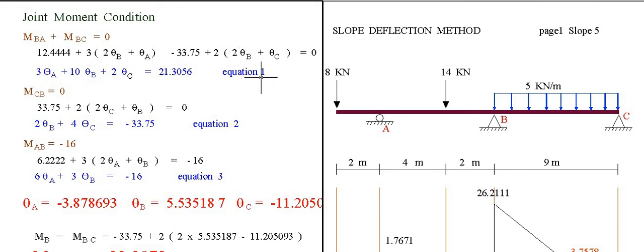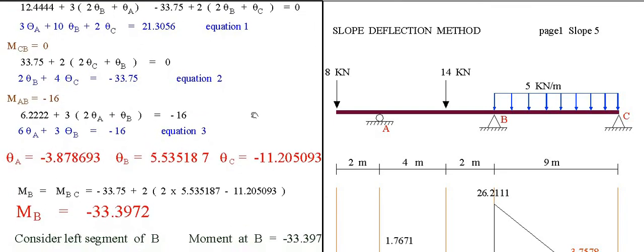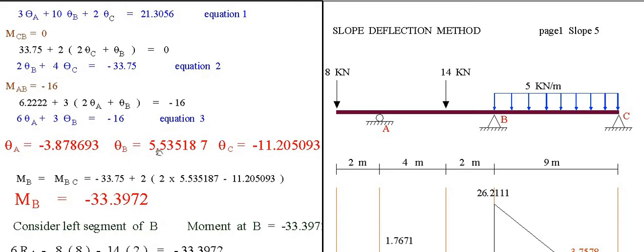Then solving the three equations for the theta using the calculator, we have this. Theta A is minus 3.878693. Theta B is 5.535187. Then theta C is minus 11.205.